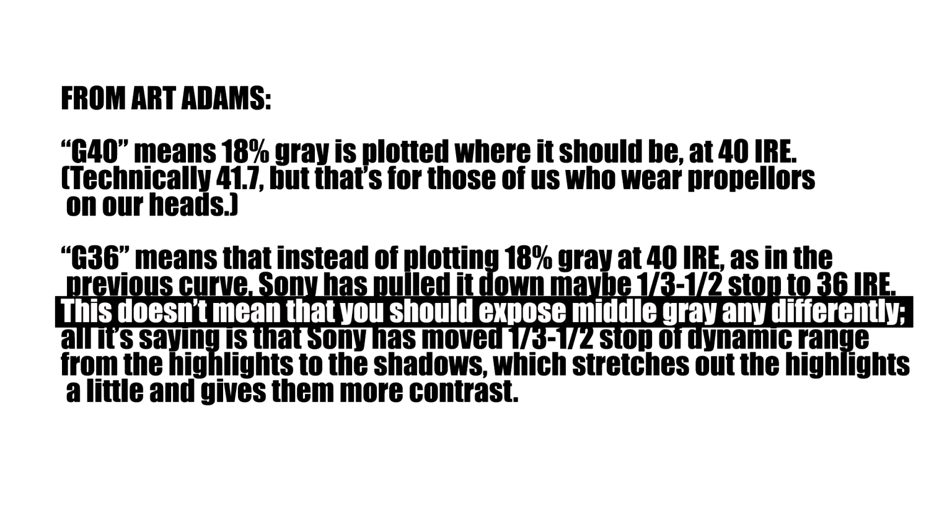So middle gray is still at 40, where it's supposed to be for a properly exposed image. It's just that the gamma curve has remapped it to a different value. This doesn't mean that you should expose middle gray any differently, meaning that you still have the fundamentals of aperture, shutter speed, and ISO to rely on to get a proper exposure.